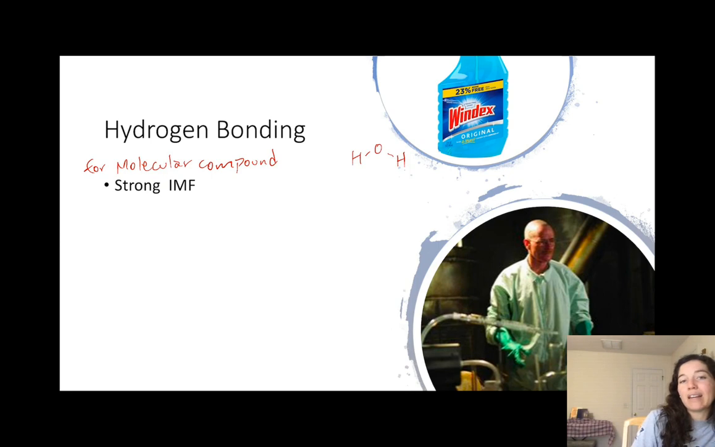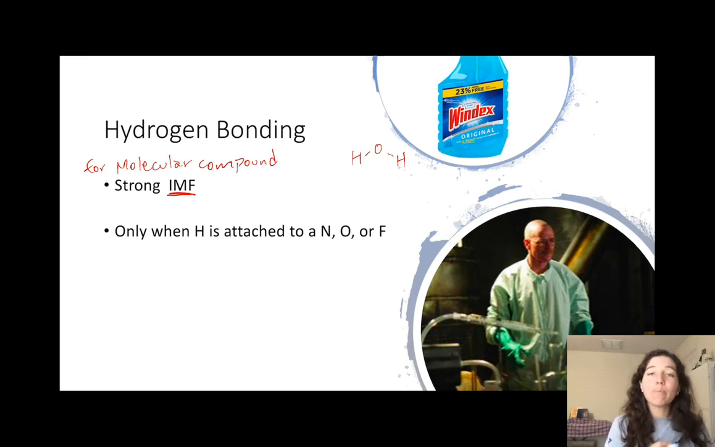I'm going to be abbreviating intermolecular forces as IMF from now on, so that is what that means. Hydrogen bonding is very specific. It only occurs when there is a hydrogen attached to one of three atoms: a nitrogen, an oxygen, or fluorine.